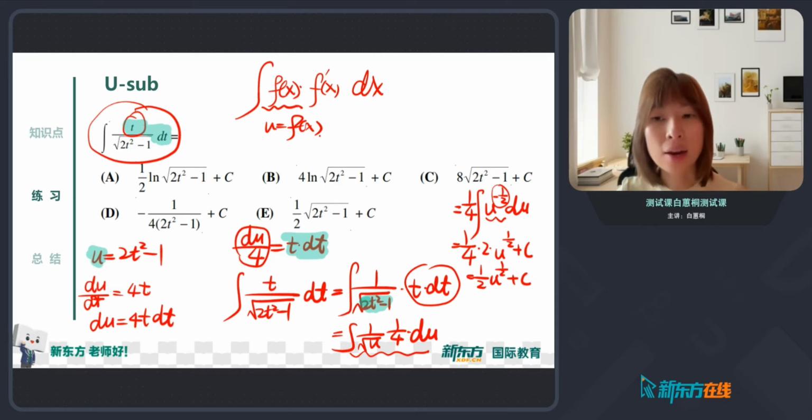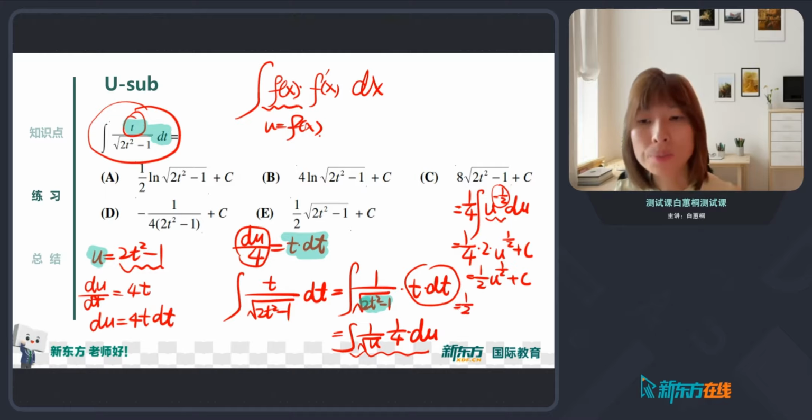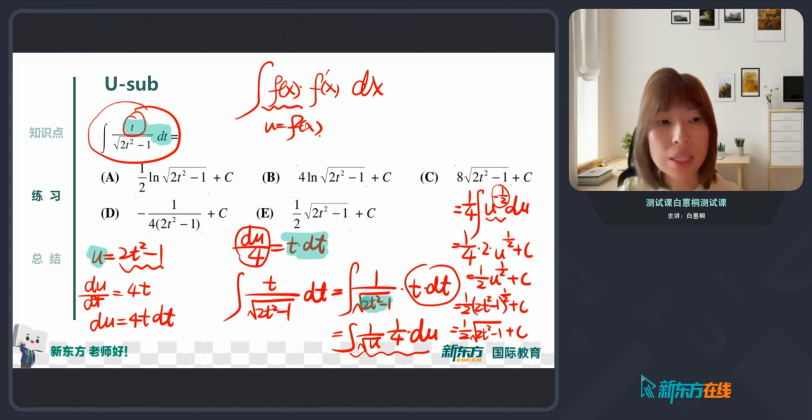And then now it's time to substitute the original expression back into this equation. So it's going to be 1 over 2t squared minus 1 to the power of 1/2 plus c. If you want to use the square root to represent that, that is also good. So 1 over 2, the square root of 2t squared minus 1 plus c. So D is the correct option. Understand this problem?